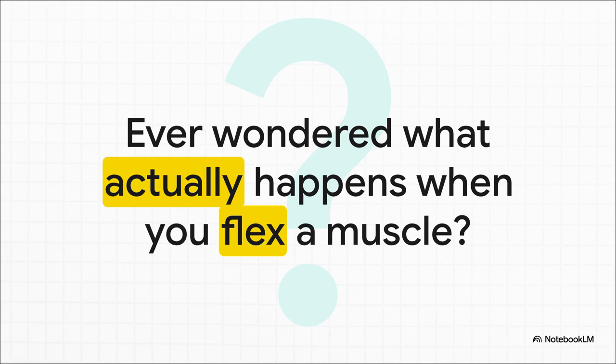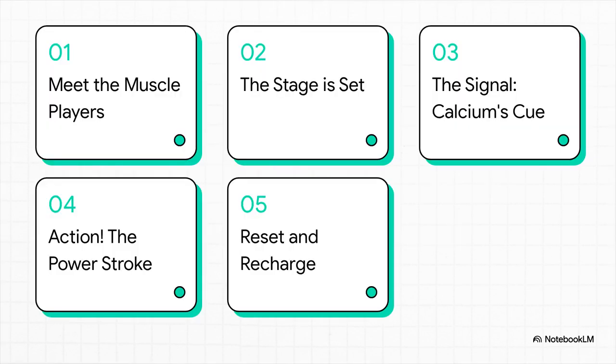Well, it's not magic. It's this beautifully choreographed dance of proteins and ions happening trillions of times a day inside of you. So, to really get this, we're going to break this molecular dance down into 5 key parts. First, we'll meet the protein players. Then we'll see how the stage is set for them. We'll find out what signal kicks everything off. We'll watch the main event, the power stroke. And finally, we'll see how it all resets for the next move.